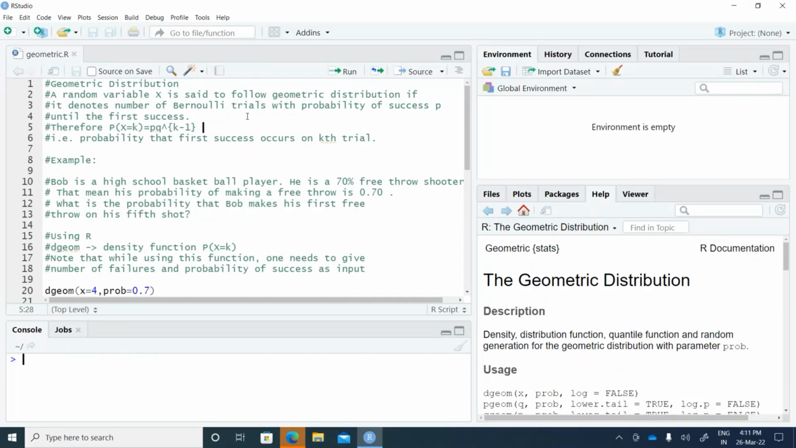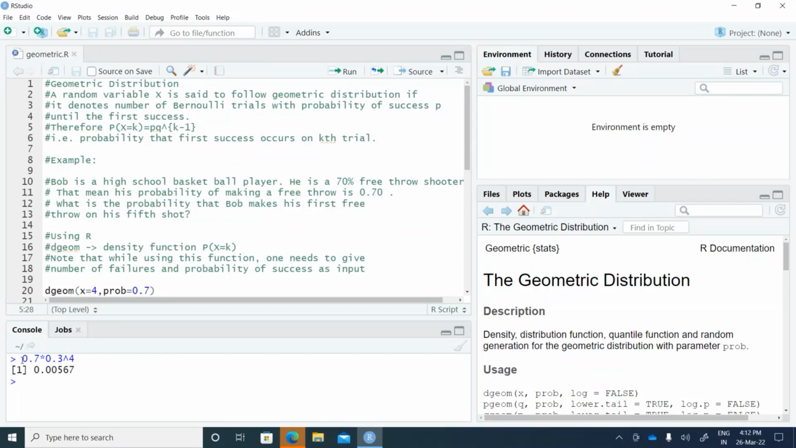So by the formula, let us check out over here in the console. The answer would be 0.7 into 0.3 raised to 4, the formula of geometric distribution. Okay, so let us check out what we get in R.